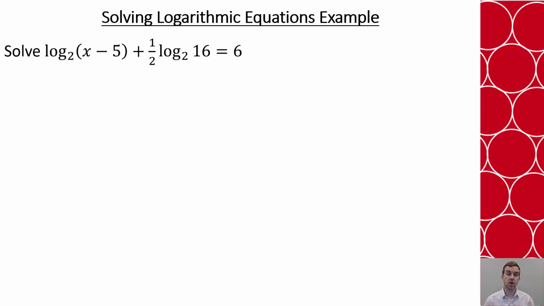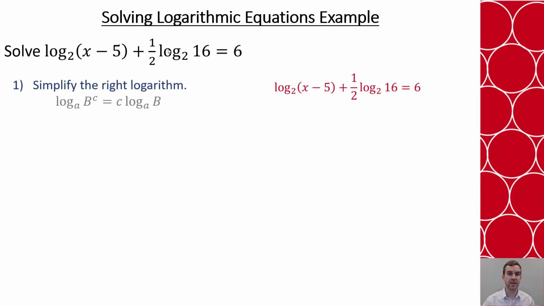Here we have log base 2 of the quantity x minus 5 plus 1/2 log base 2 of 16 equals 6. Now, when we look at this, there's a lot going on, so we take it a bit at a time. So first thing, let's simplify having this coefficient out front by moving it back into the logarithm. So if I do that, that becomes log base 2 of 16 raised to the 1/2. And if we remember, 1/2 means square root. So we're really looking at the square root of 16, which is 4.